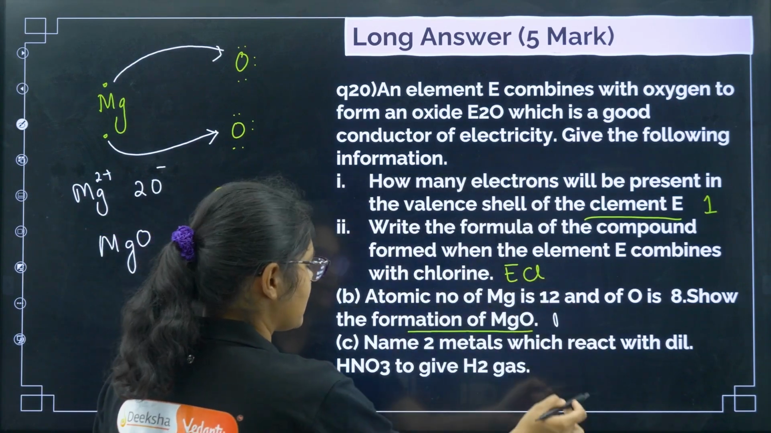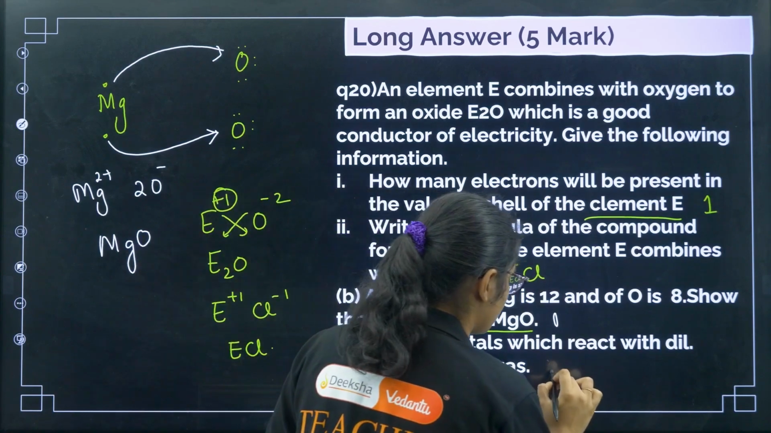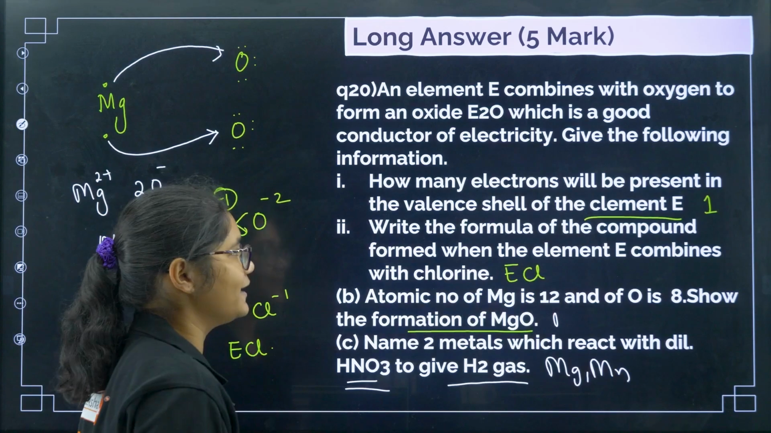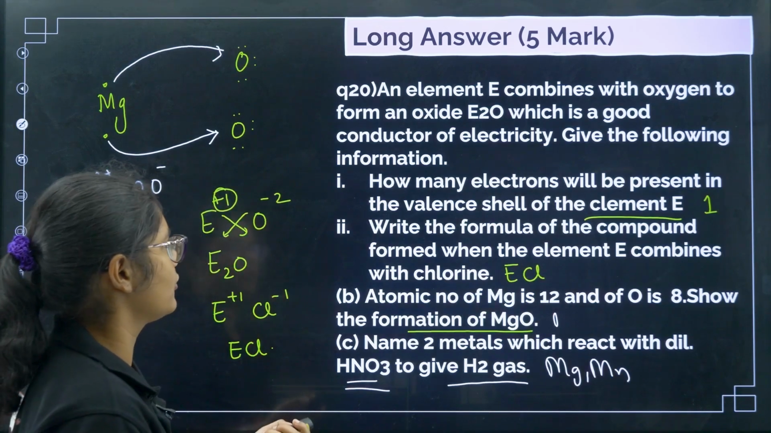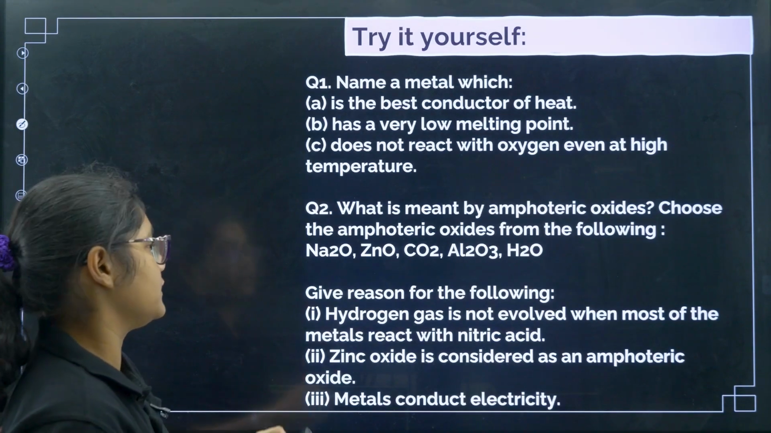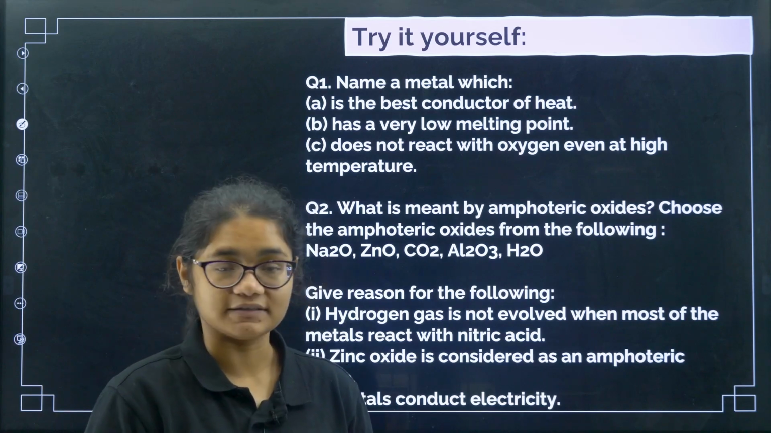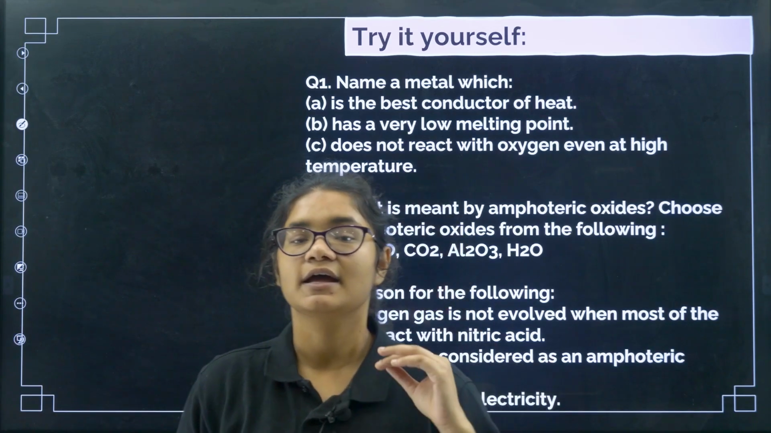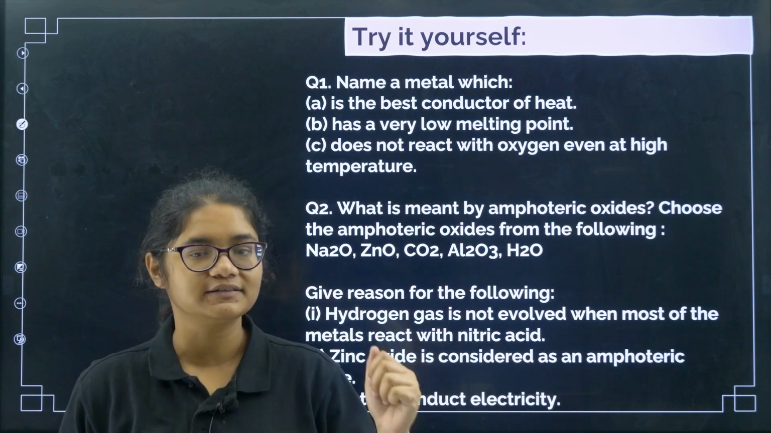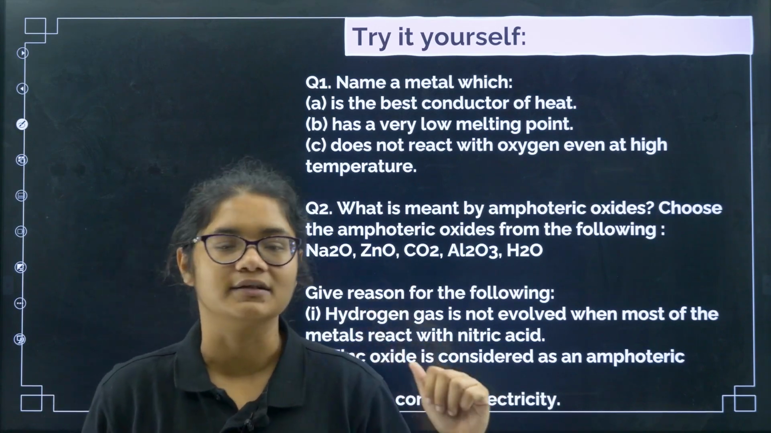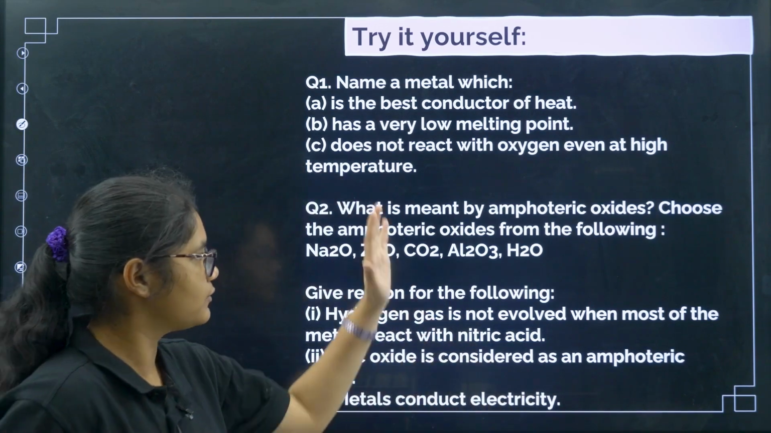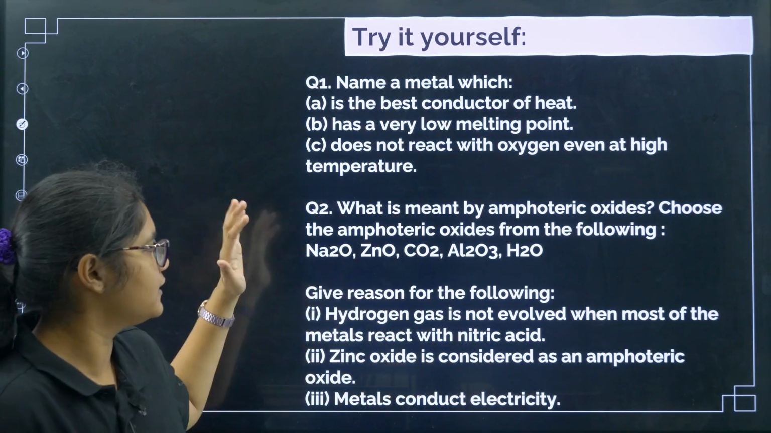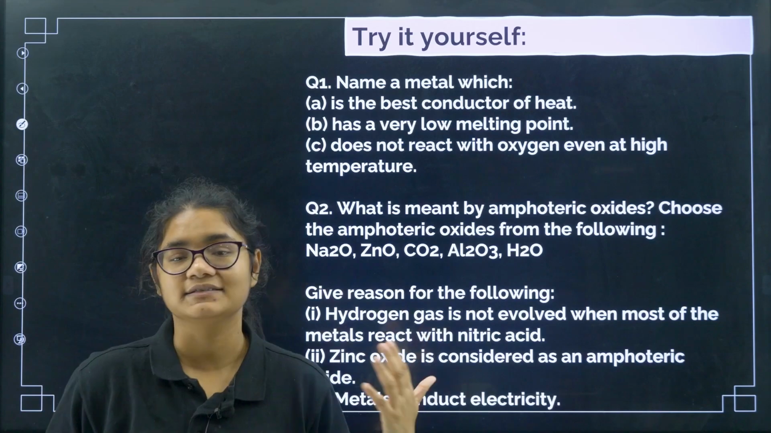Name two metals which react with dilute HNO3. I have told you, there are two metals, magnesium and manganese, which can produce hydrogen gas from dilute HNO3. Okay, now this is your homework question. We have discussed the most repeated, most important 20 questions from this chapter. I hope you would have answered all of this, and if you have not known some answers, you have got their answers also. Now here is a homework. You have to practice these 3 questions, write these 3 answers, and then we will be discussing these answers in the next class.